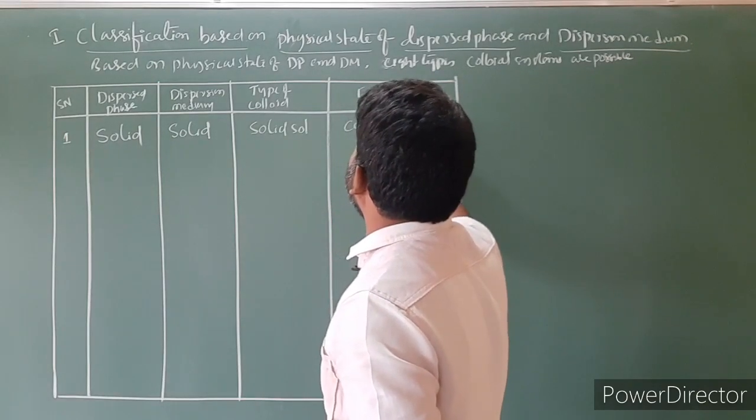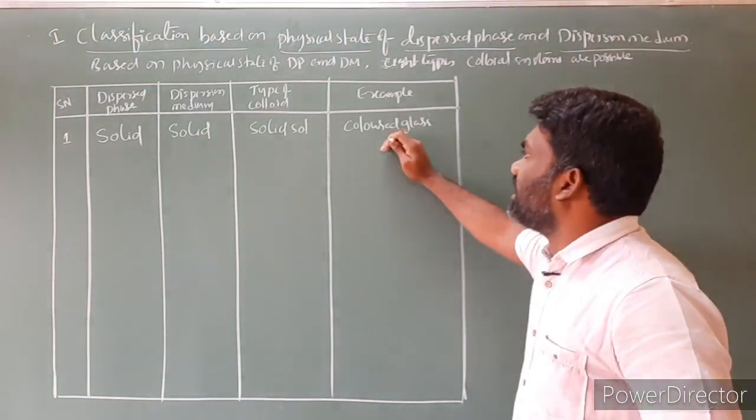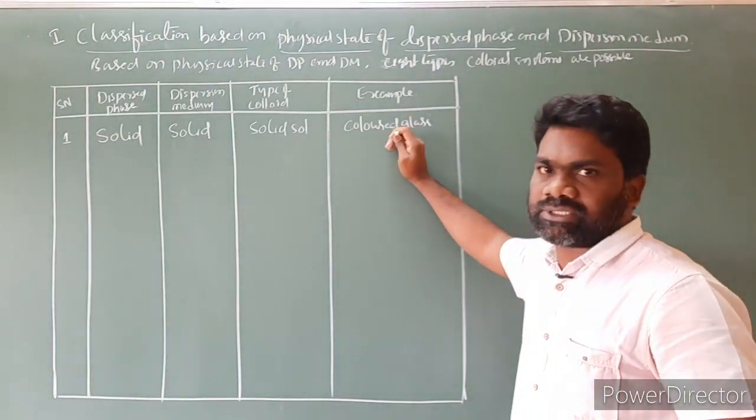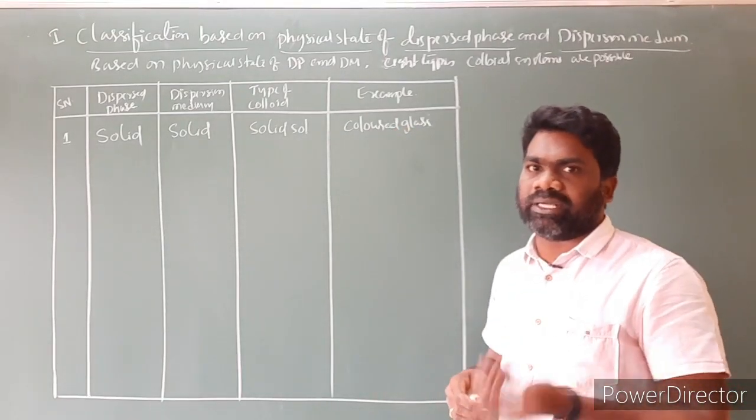Colored glass, or you can take gemstones. In the case of colored glass, the glass is a solid, an amorphous solid. In that glass, the color substances will be there, nothing but metal ions.